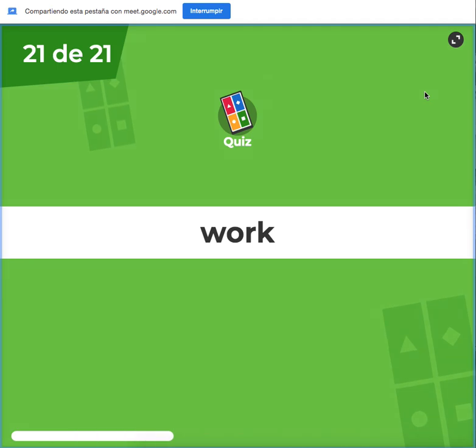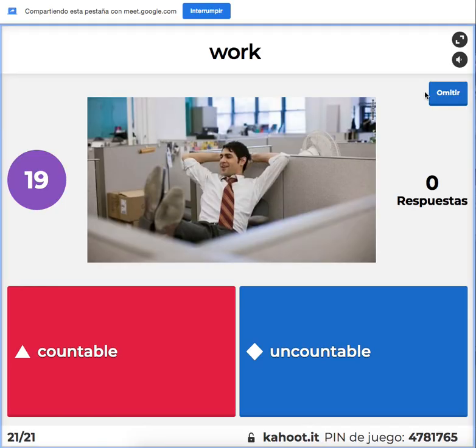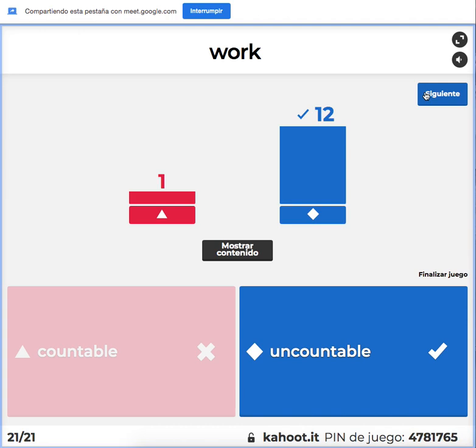This is the last one. Work. Think about work. Countable or uncountable? Perfect! Uncountable, guys. It is not possible to count work. You can count, for example, jobs, like trabajos. Like, I have 3 jobs, but work, like the amount of work that you have to do or that something requires, is not possible to count.